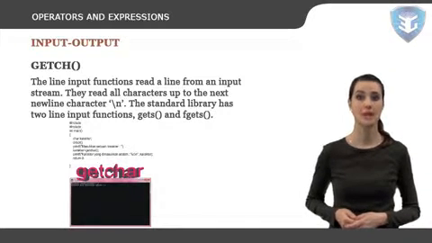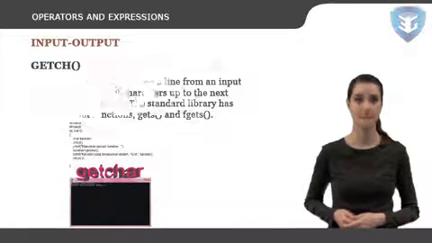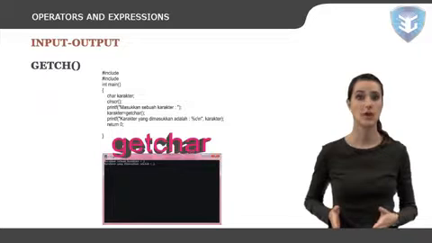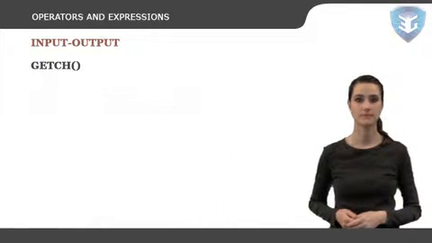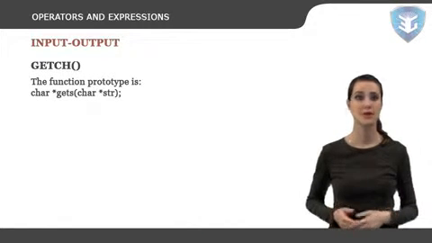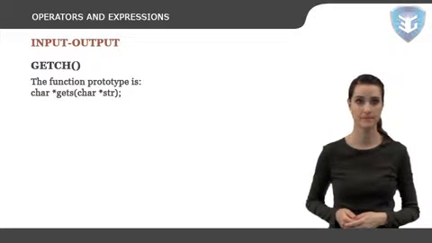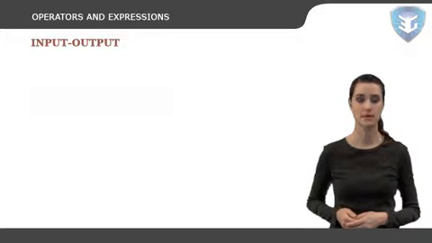The standard library has two line input functions, gets and fgets. Gets is a straightforward function, reading a line from stdin and storing it in a string. The return value is a pointer to the string. If the gets function encounters an error or reads end of file before any characters are input, a null pointer is returned. The function prototype is shown here.